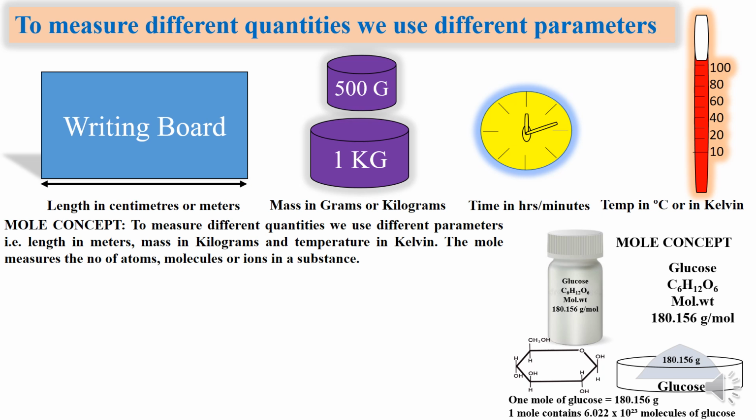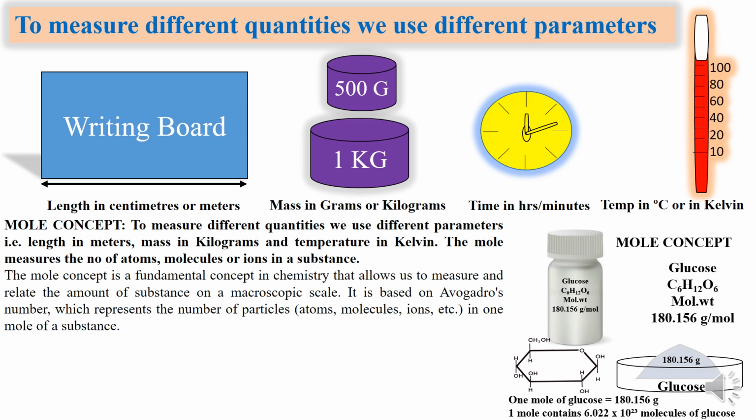So to measure different quantities, we use different parameters. That is length in centimeters, mass in kilograms, and temperature in Kelvin. Likewise, the mole measures the number of atoms, molecules, or ions in a given chemical substance. The mole concept is a fundamental concept in chemistry that allows us to measure and relate the amount of substance on a macroscopic scale.